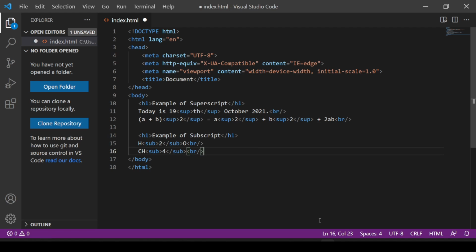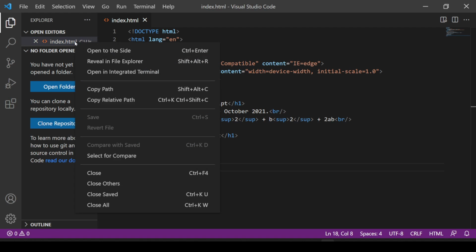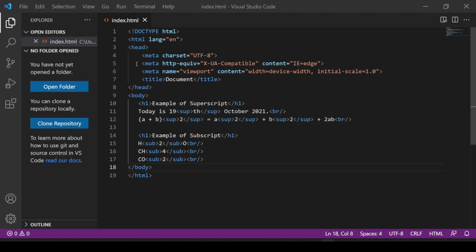And one more example, carbon dioxide, CO2. Save the file and see the result in Explorer.